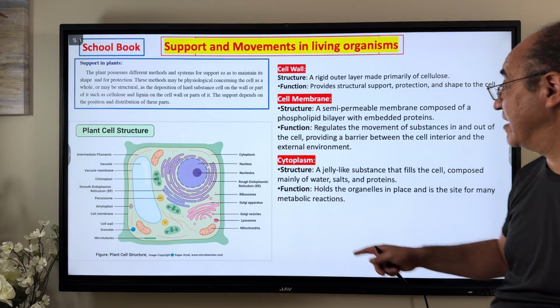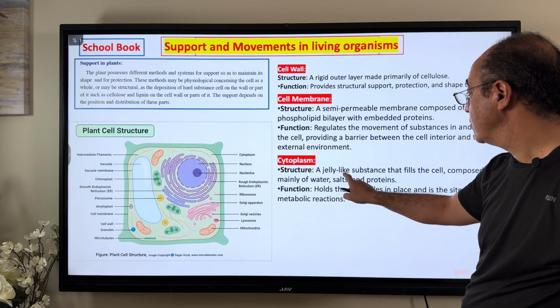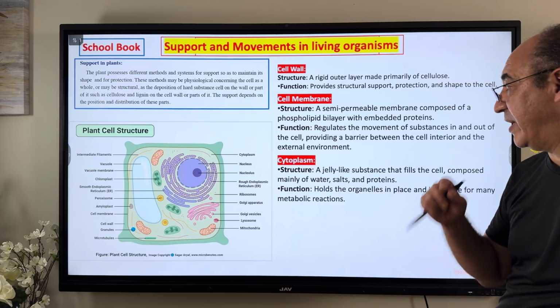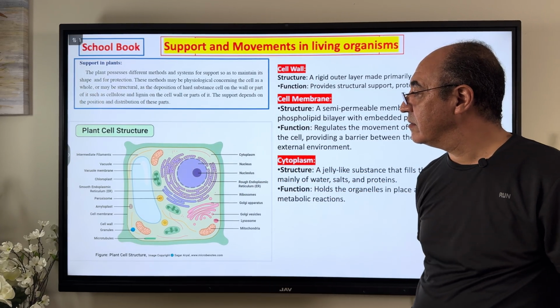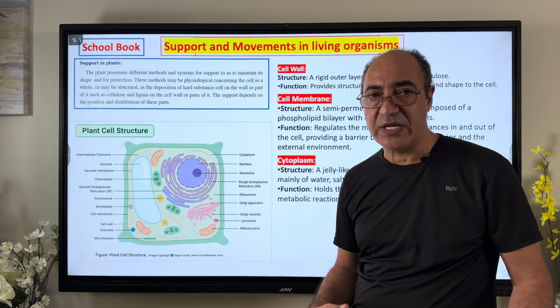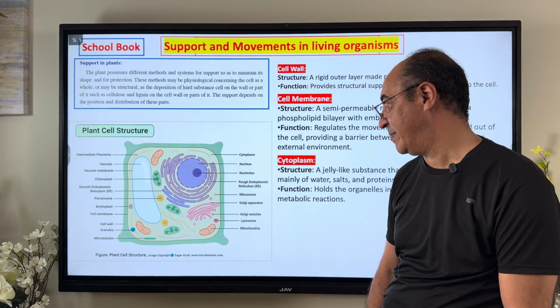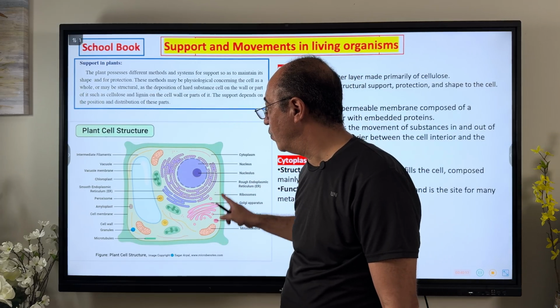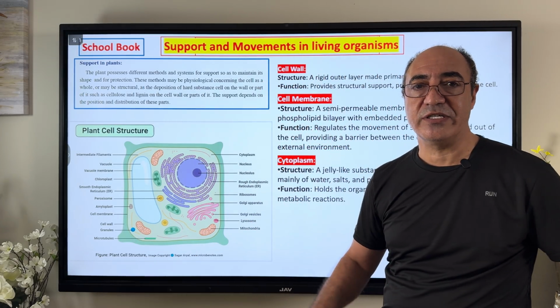Okay, cytoplasm, obviously this is a jelly-like substance. It's water-like, mostly made out of water, salt and proteins, all of you know that, right? The word cytoplasm sometimes comes in with plasma cells, and sometimes most people actually say protoplasm. Actually, there's a difference in what cytoplasm is and what protoplasm is. Cytoplasm is everything within the cell wall, except the nucleus, whereas the protoplasm includes the nucleus as well.